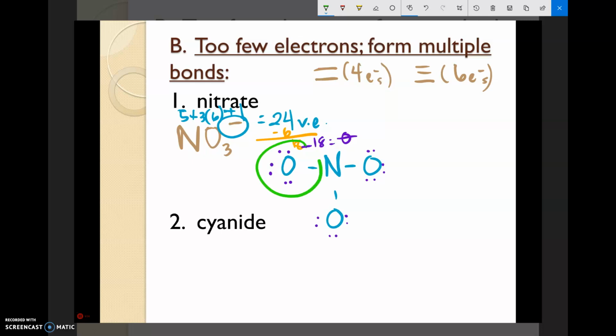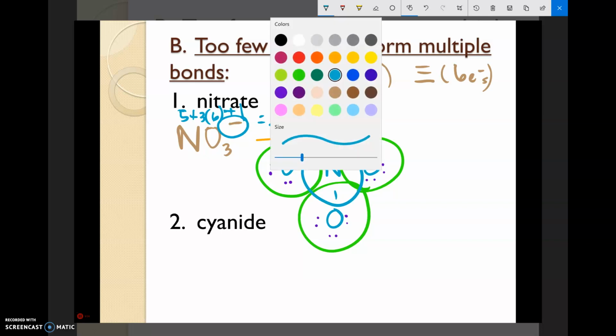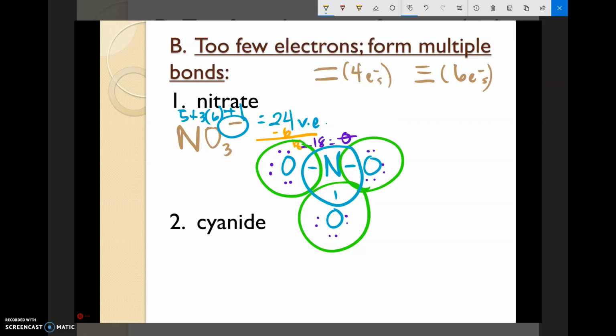So this oxygen, it has 2, 4, 6, 8. That's good. Bottom oxygen, 2, 4, 6, 8. That's good. The right oxygen, 2, 4, 6, 8. That's good. The nitrogen, however, if you're noticing this, only has 6. That's not good. So what we can do is we can form a multiple bond. So we're going to take an electron pair from any of these terminal atoms. Doesn't matter which one. Let's say this one, for example.